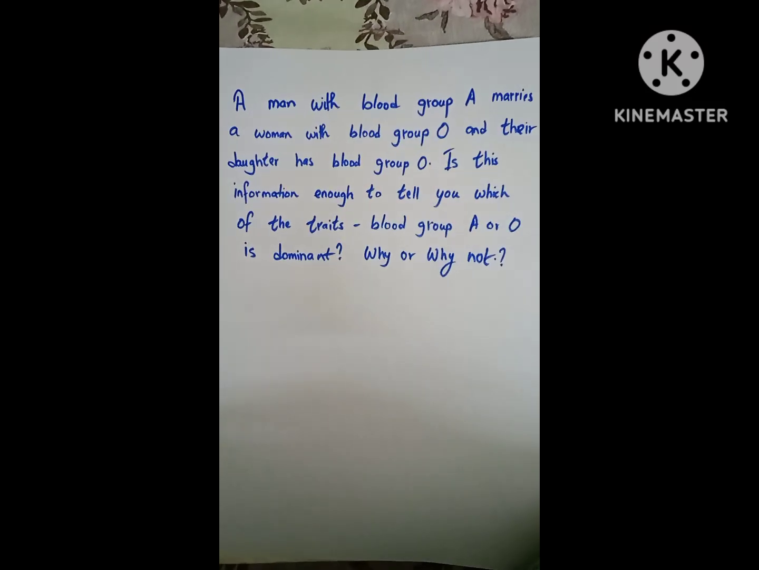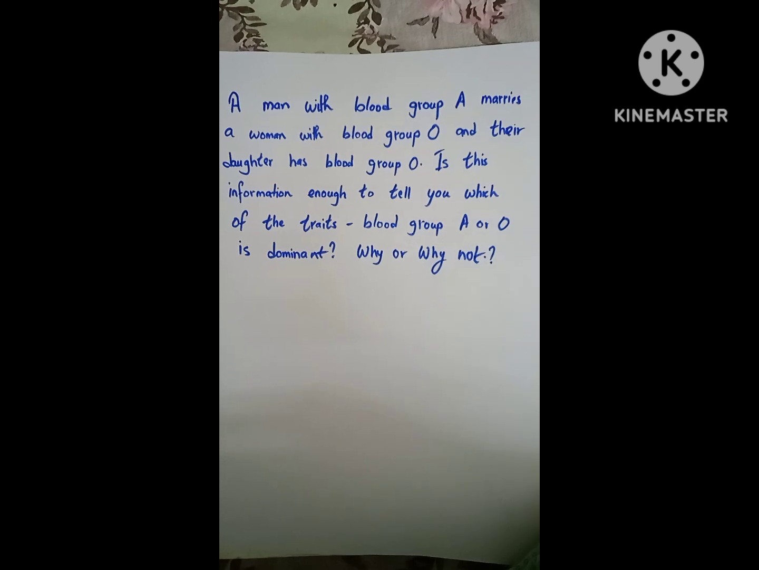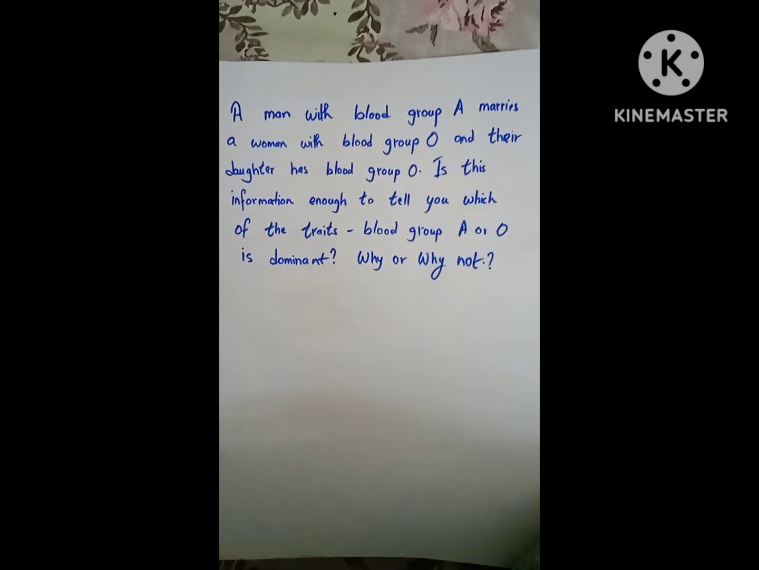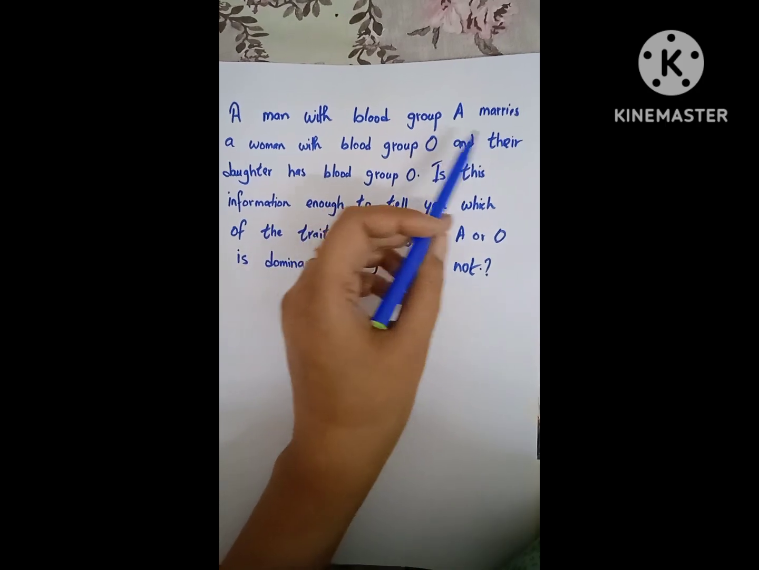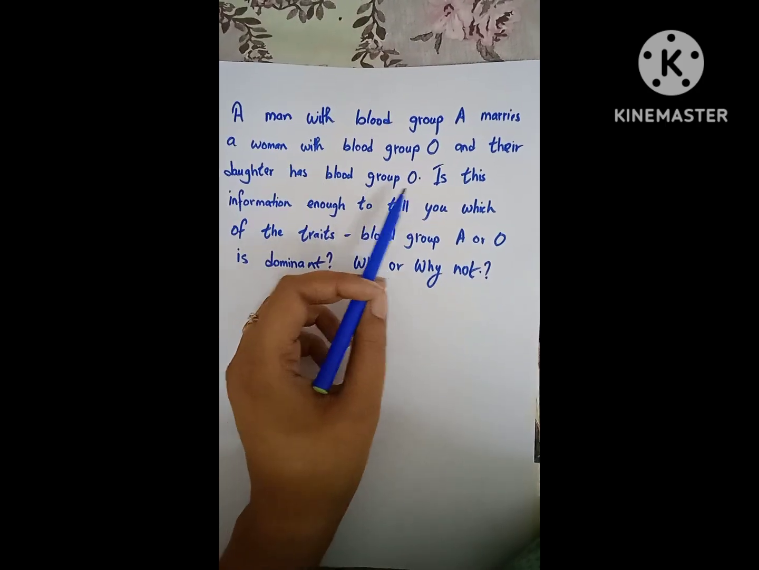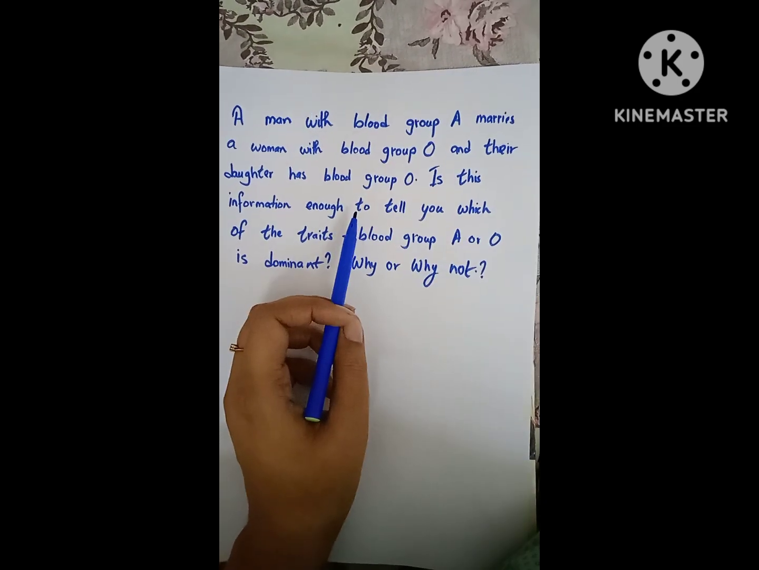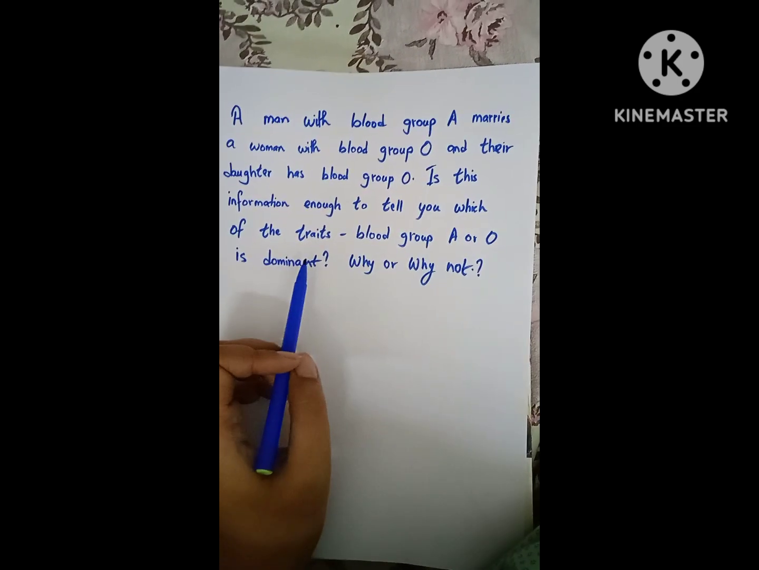Okay, so one of my students has posted this question for me, which is on blood grouping, chapter Heredity, CBSE grade 10. The question goes: a man with blood group A marries a woman with blood group O and their daughter has blood group O. Is this information enough to tell you which of the traits, blood group A or O, is dominant?